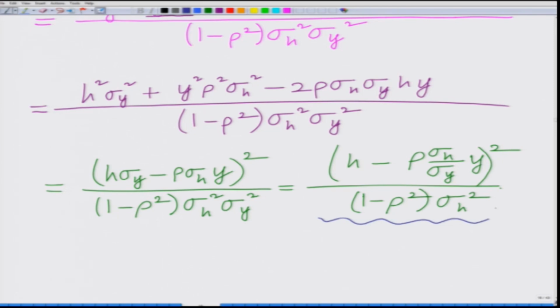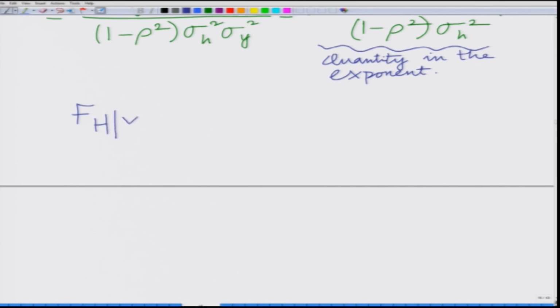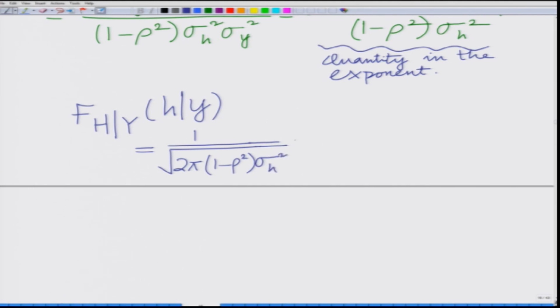The quantity in the exponent will be e to the power of minus half times this. This is your quantity in the exponent. Therefore, now, putting it all together, remember we set out to derive the conditional probability density function of the parameter h given the observation y. This will be given as follows. The multiplying factor is 1 over square root 2 pi 1 minus rho square times sigma h square, e to the power of minus half.